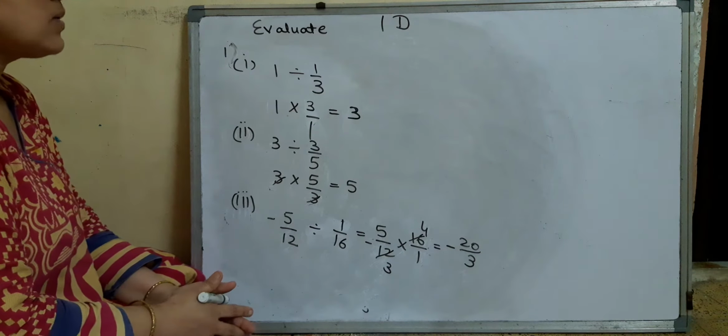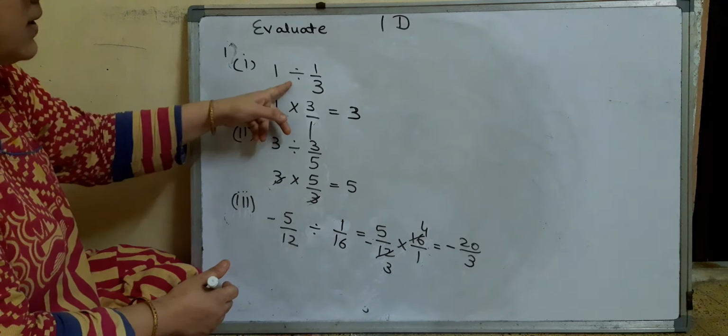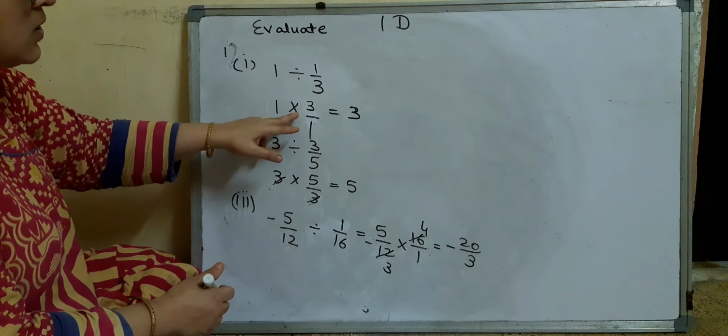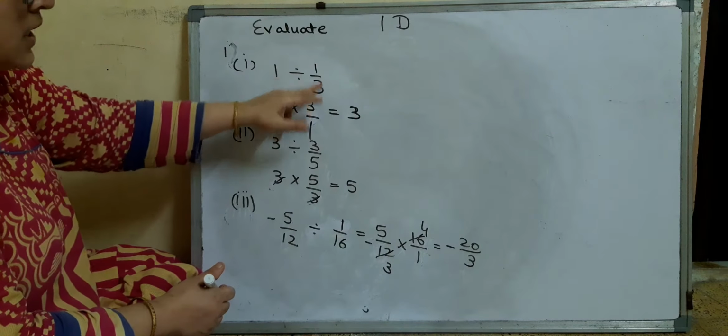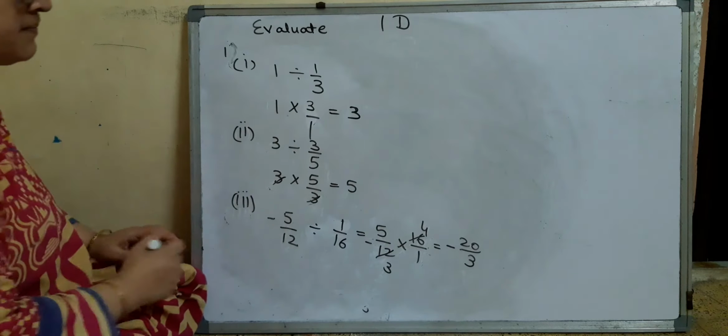Now today we are going to learn 1D exercise maths. First sum, 1 divided by 1 upon 3. Whenever there is a division, we have to turn it into a multiplication sign and convert the second number to its reciprocal. So 1 multiplied by 3 upon 1, that is 3.